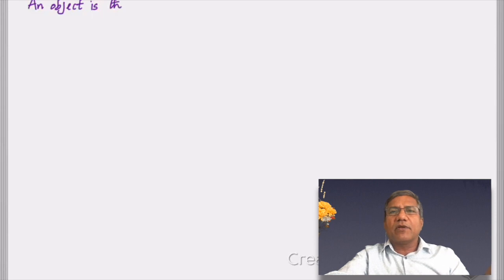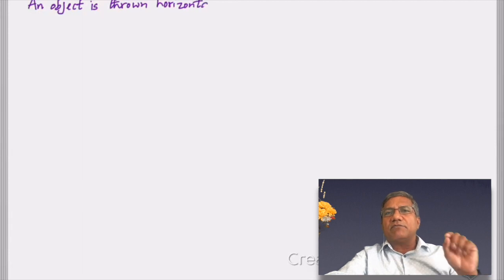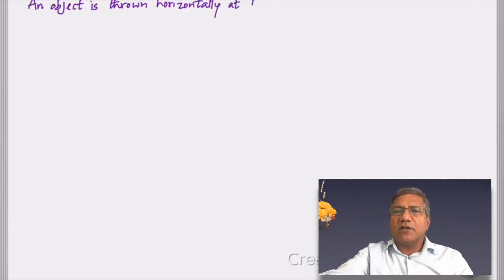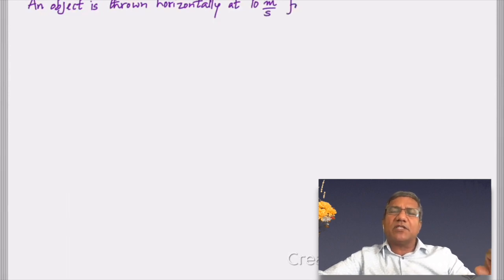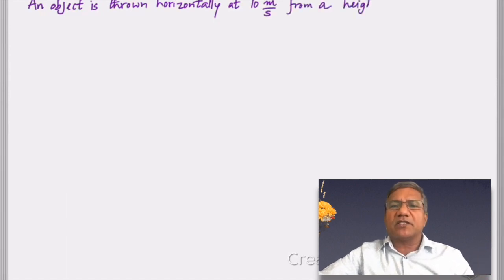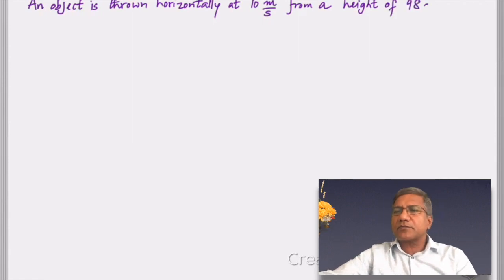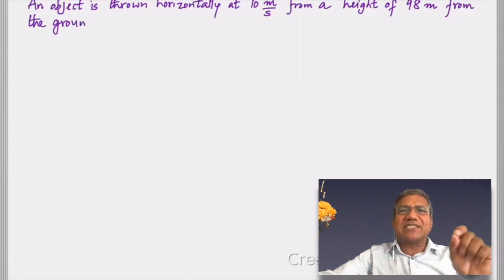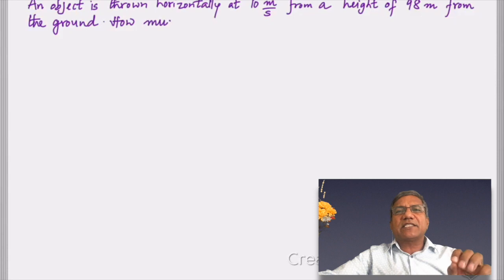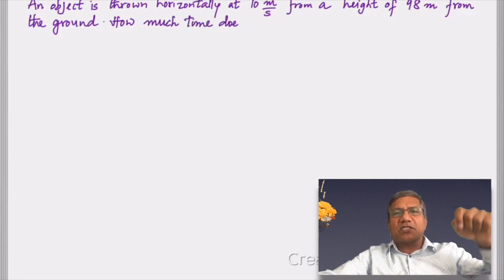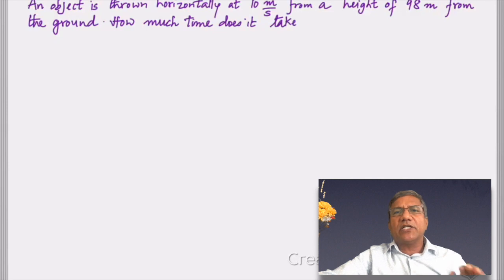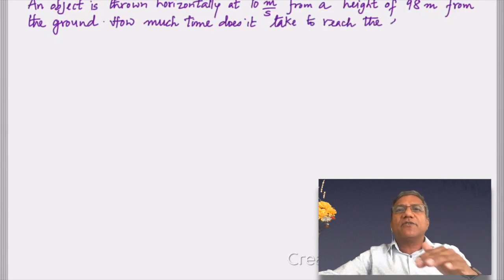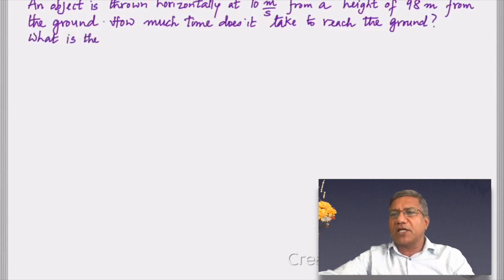Let's do that. So here we have the object, which is now thrown or projected horizontally from that height, the same height of 98 meters. And we're going to find the time that it takes to hit the ground, right? So the horizontal velocity of 10 meters per second does not change the time it takes to reach the ground. Instead, what it does is, instead of the object landing straight down to the ground, it's going to have a horizontal displacement. So that's the only difference.